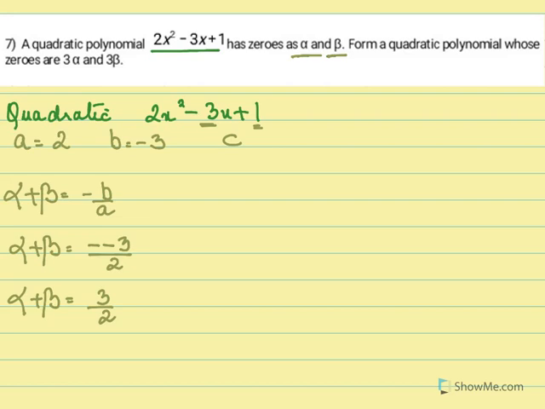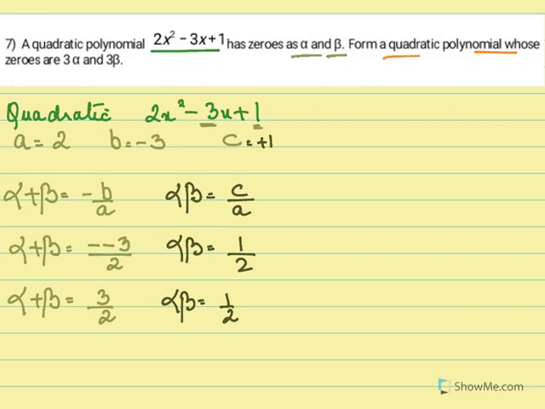This is 1. We know alpha beta is c by a. So alpha beta, c is 1, so 1 by 2. So this is the second one, alpha beta is 1 by 2. These values we are going to use later. Next, we are going to make a polynomial whose zeros are 3 alpha and 3 beta.